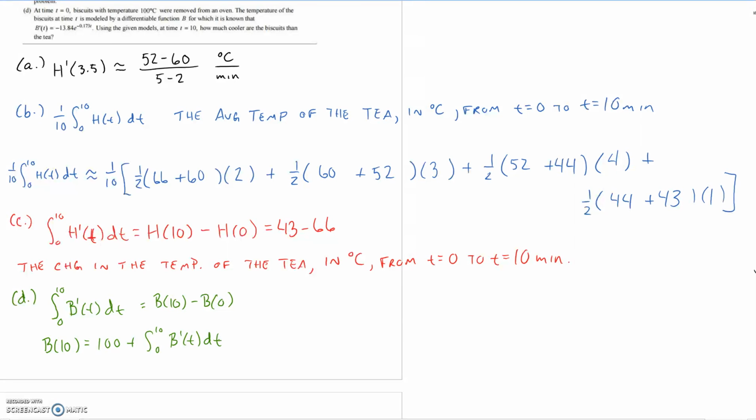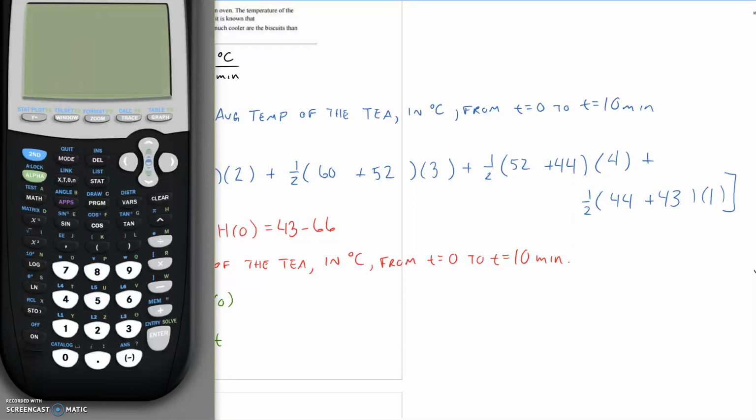Or we can use our calculator to evaluate that integral. With that function stored into y1, 100 plus the integral from 0 to 10 for the function that I have stored in y1, integrated with respect to x, gives me this 34.183.